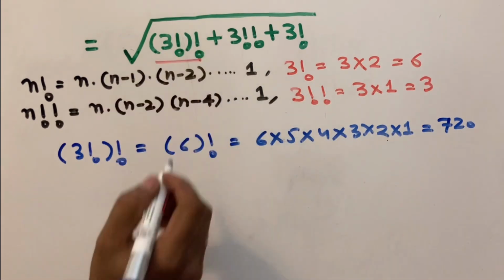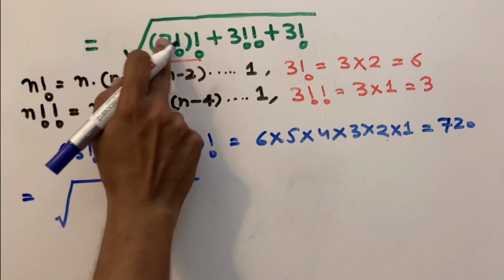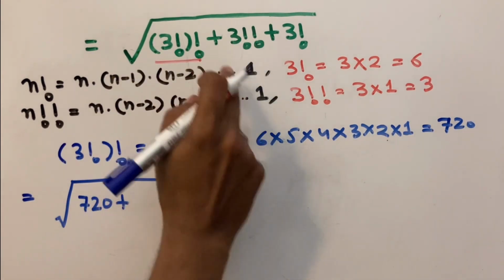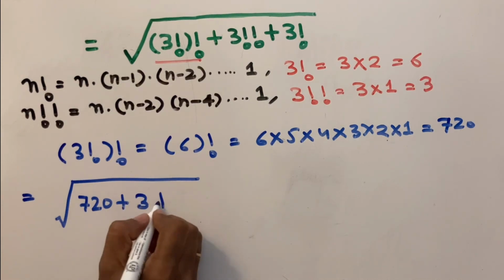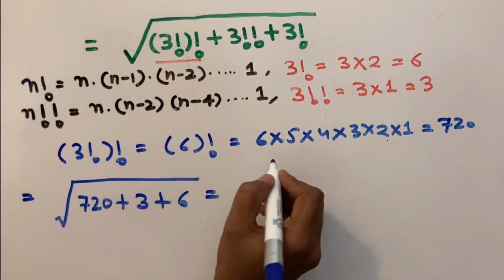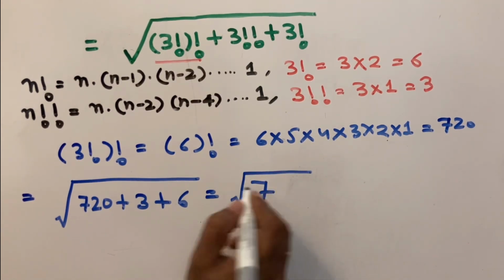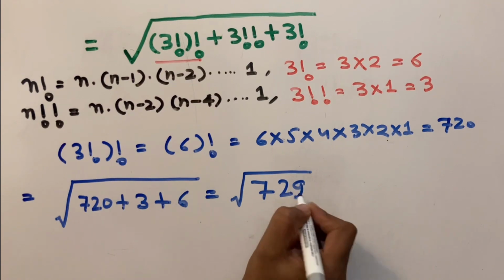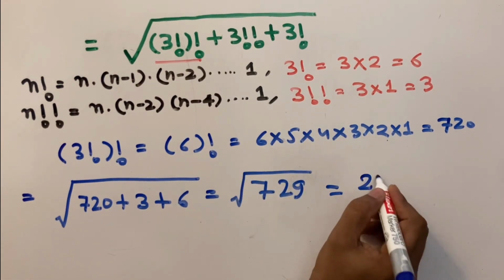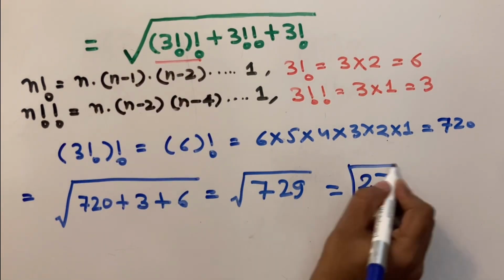So this expression simplifies to the square root of 720, plus 3 double factorial, which is 3, plus 3 single factorial, which is 6. This equals the square root of 729, and the square root of 729 is equal to 27. So for this expression, 27 is our answer.